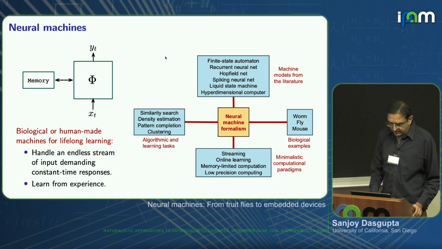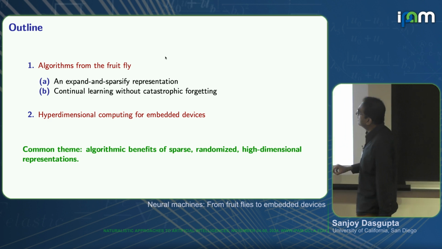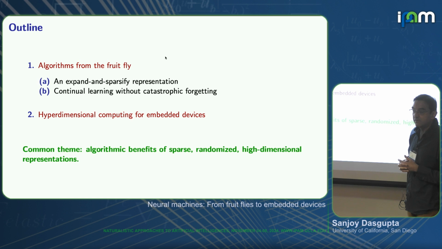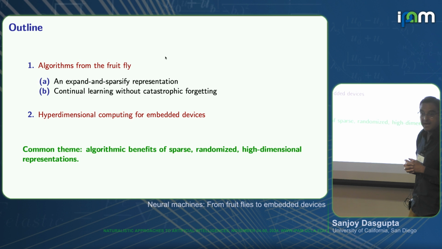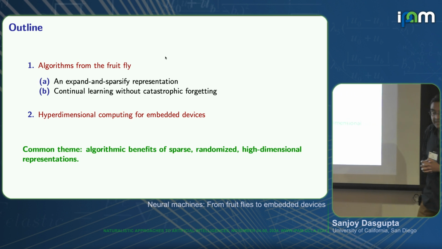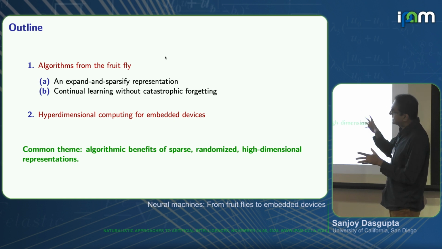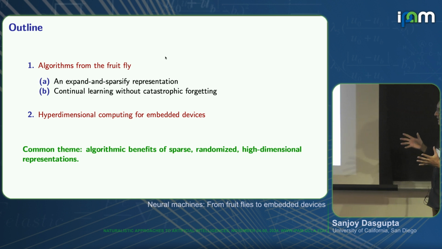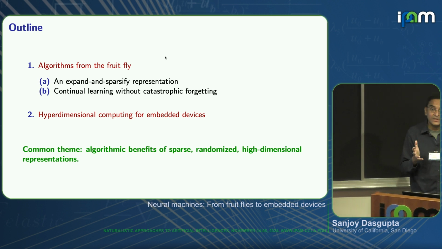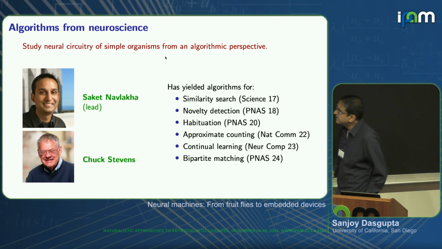Okay, so today I'll be talking about two lines of work. One of them is about algorithms from the fruit fly, and the second is using hyperdimensional computing for building embedded devices. And you know, they seem somewhat different, but mathematically there's a great deal of commonality. And the common theme will actually be all about high-dimensional sparse representations. Okay. So let me start with the first one.